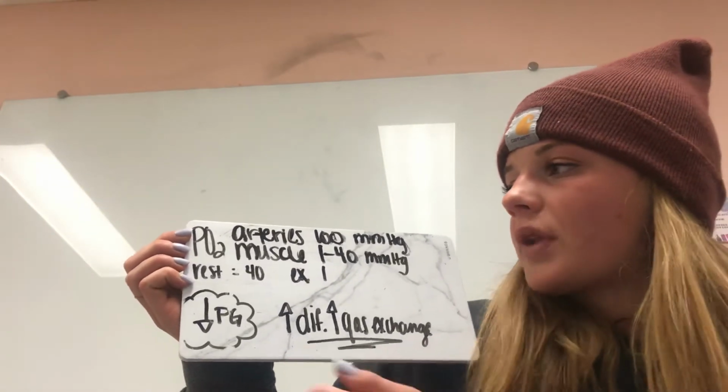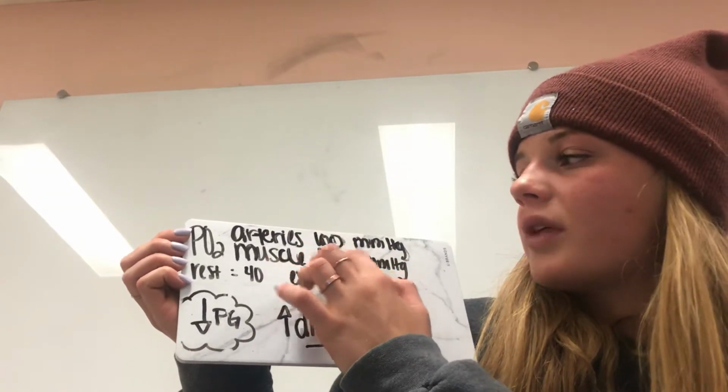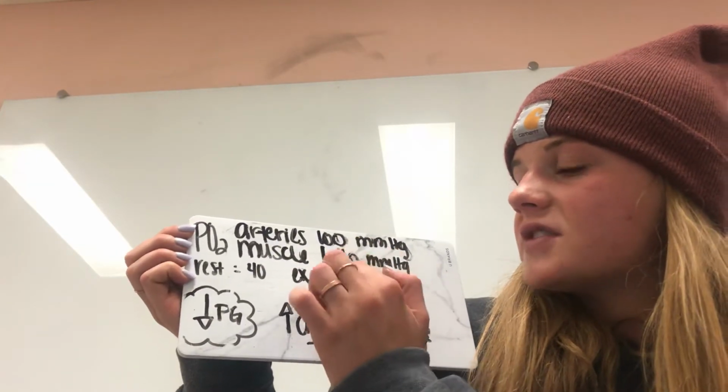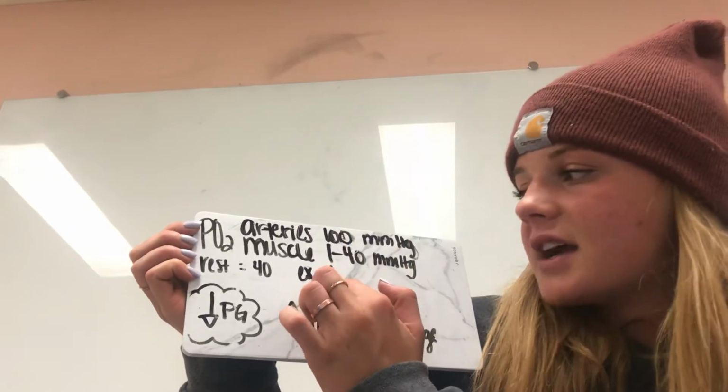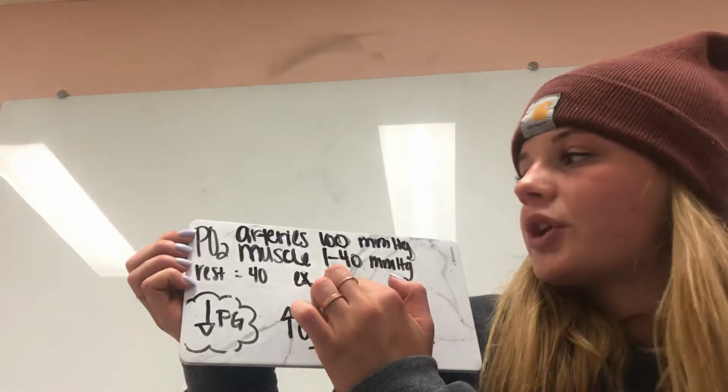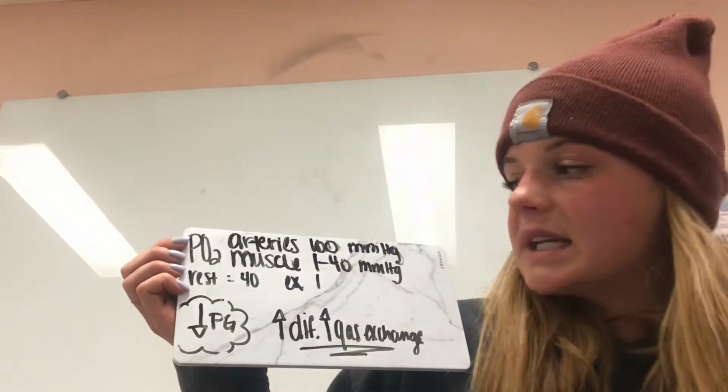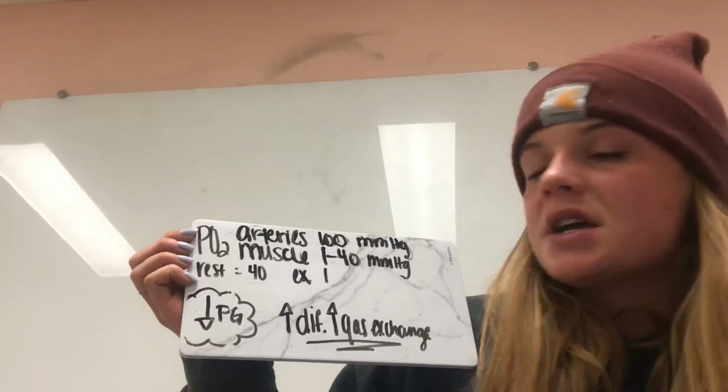As you're traveling down your pressure gradient, you're going to go from 100 to this range. Since we want the smallest, at exercise we're going to have 1 millimeter of mercury. 100 minus 1 is 99, and that's a really big difference. That's going to cause more gas exchange.